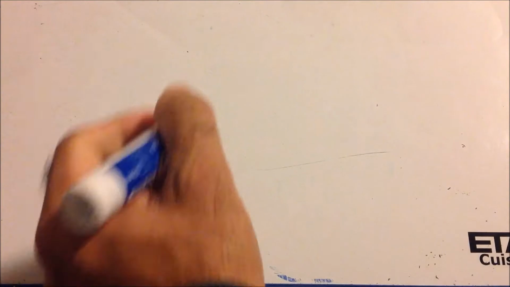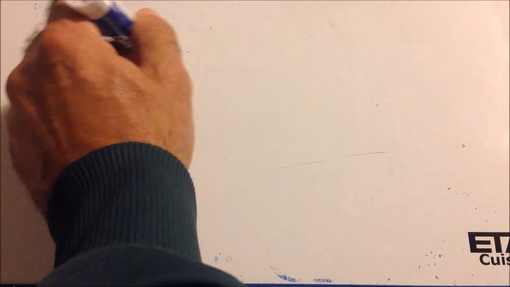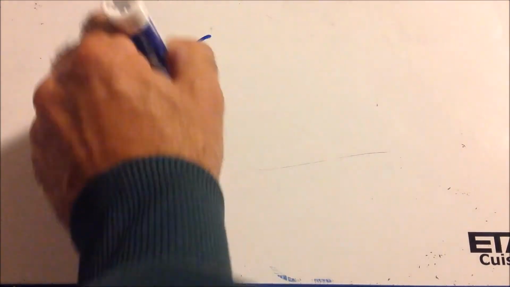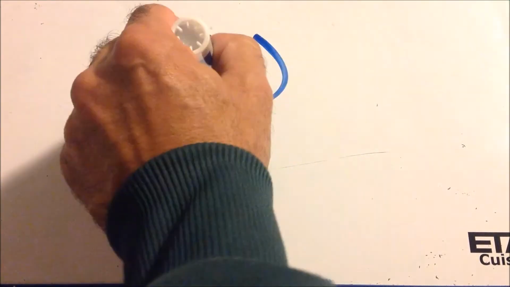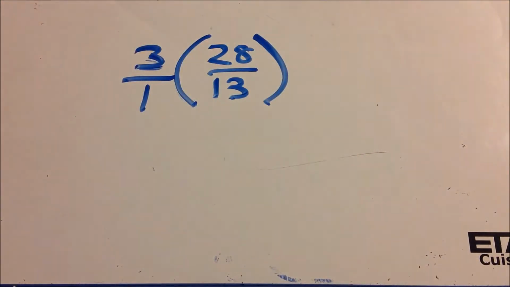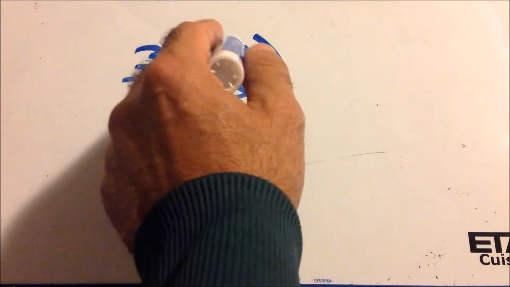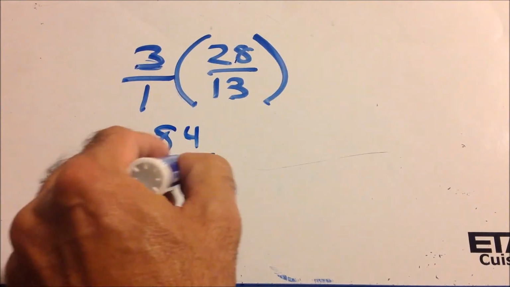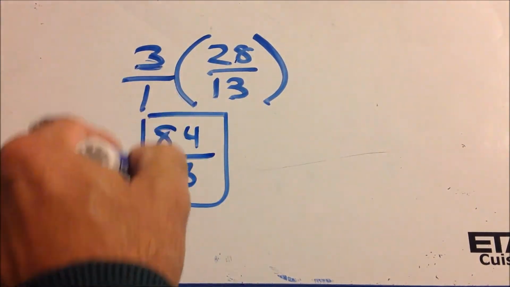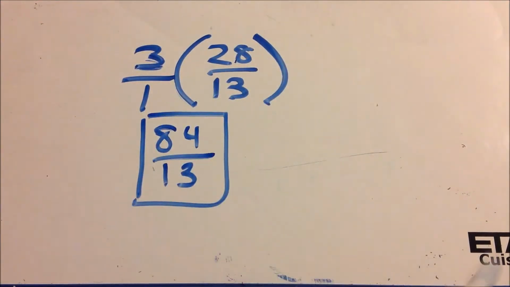Erase this. Let's do the first one. It's 3 times, remember that's the times sign with parentheses, 28 over 13. So 3 times 28 is 84, so we have 84 over 13. We can keep that for now. Let's see if we get 84 over 13 on the other side. So we know this one's 84 over 13.